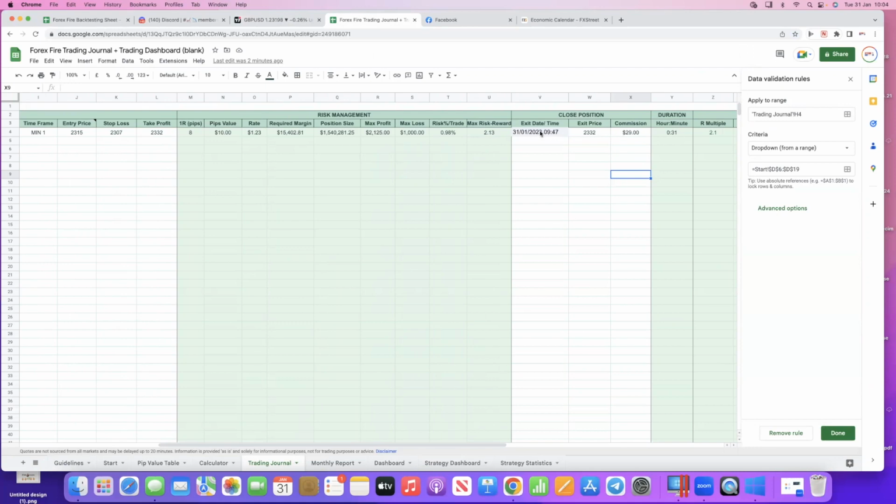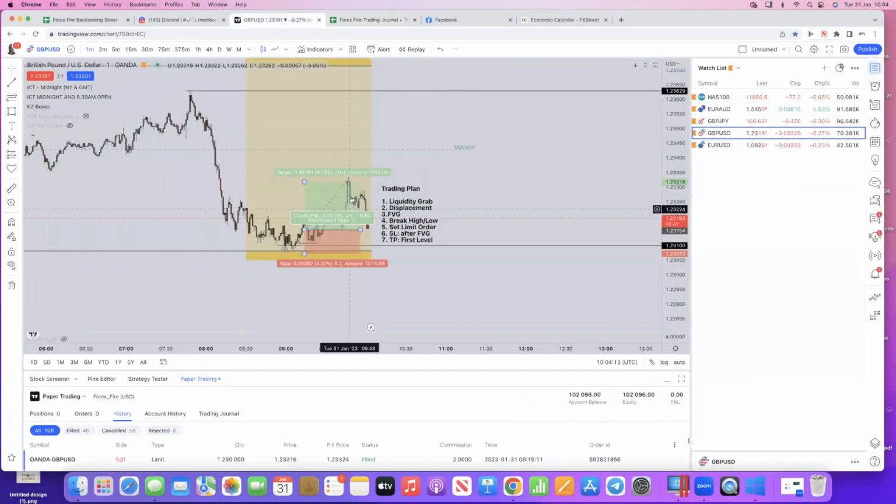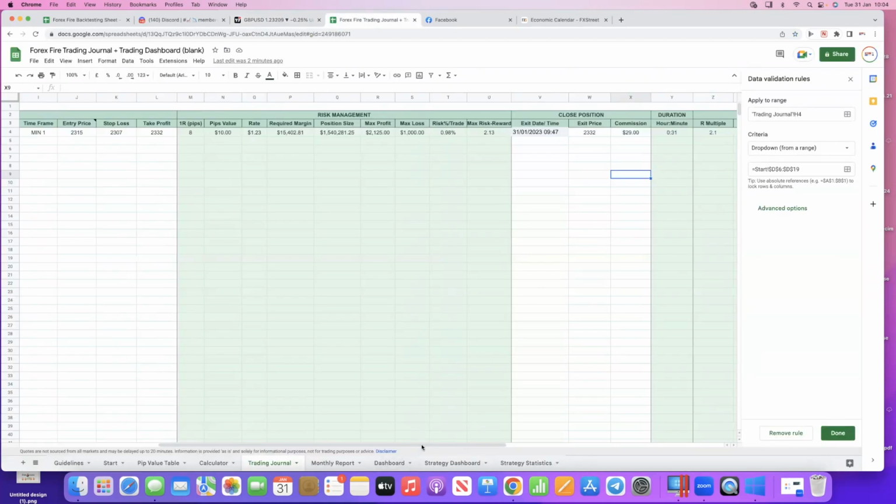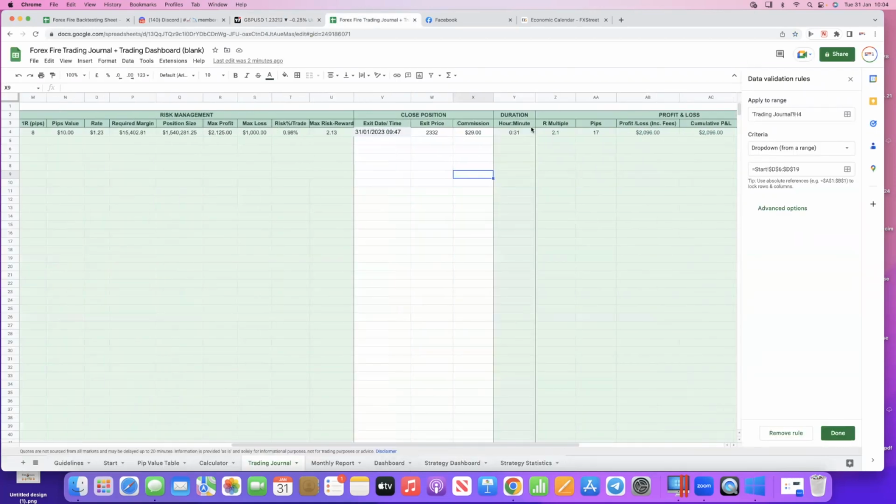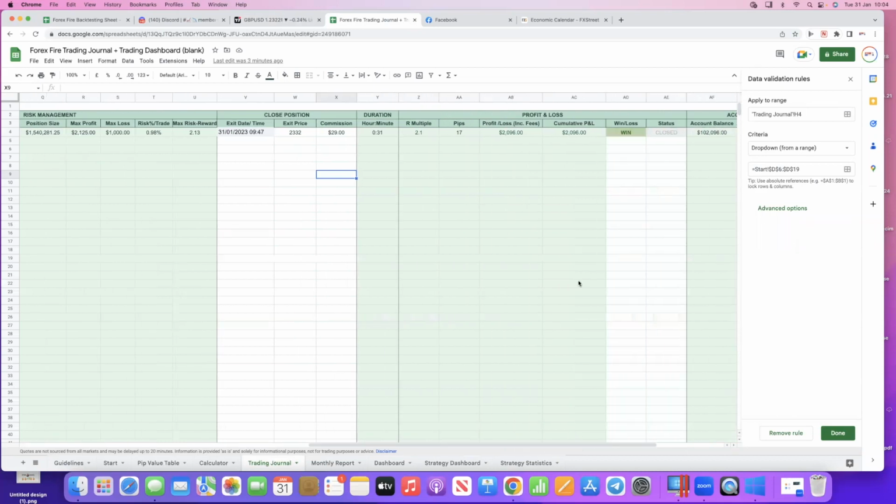It says 0947. I'll put this back onto the London time. You can see here 0947 on that candle. Okay, just to be transparent. And then we were in the trade for around about half an hour. The R multiple is 2.1, 17 pips. The profit is 2,096. The accumulative profit, because it's the first win, is 2,096. And we've got the first win on the board.